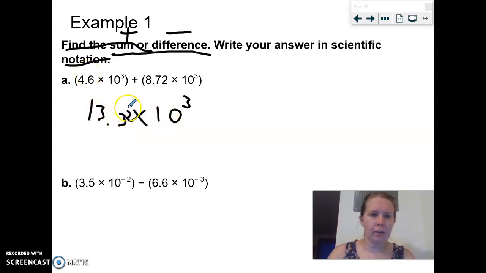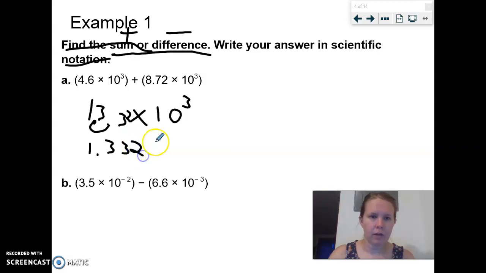Although we were able to keep the 10 to the power of 3, we now run into the issue that this number doesn't put the whole form in scientific notation. Remember, I can only have numbers between 1 and 10, and this is 13.32, so leaving it like this does not work. I'm going to have to move the decimal one place over to the left.